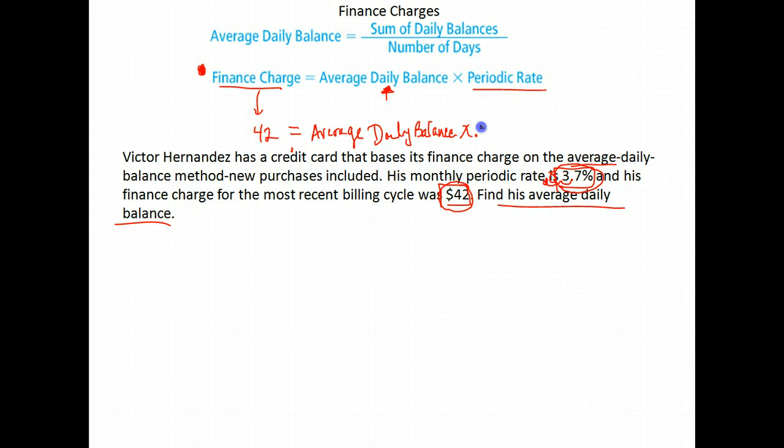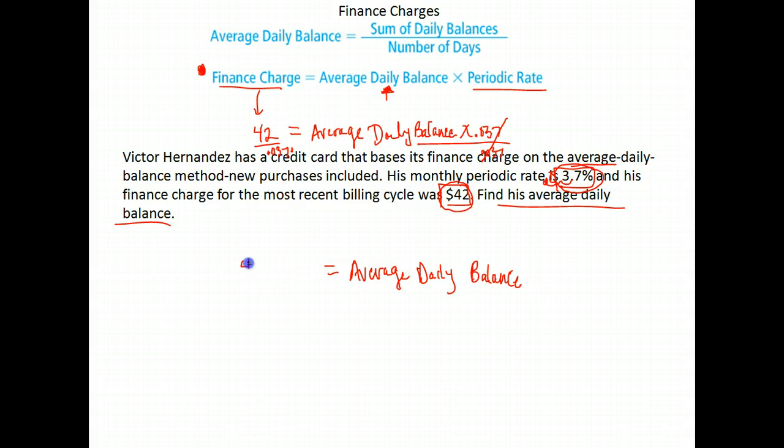So it's times 0.037, our rate. We want to know what's the average daily balance. Right now it's multiplied by 0.037. So to solve, we do the opposite and divide by 0.037. Whatever you do on one side, you have to do to the other. So we are able to find our average daily balance using a formula and some algebra.